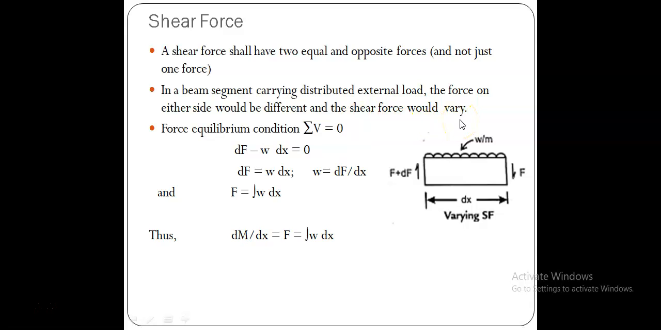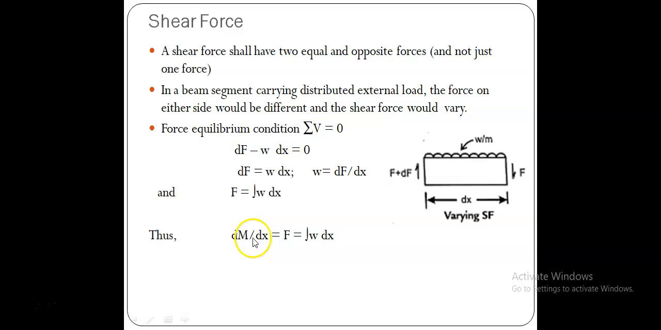So in this case, if we have a uniformly distributed force, you see that the shear is not constant. Here F plus dF is acting, and here F, because the force is uniformly varying. Therefore at this point it has only F, whereas here F plus dF. So there is a difference in shear. dF is equal to W into dx, therefore W is equal to dF by dx, and therefore F is equal to the integration of W into dx.